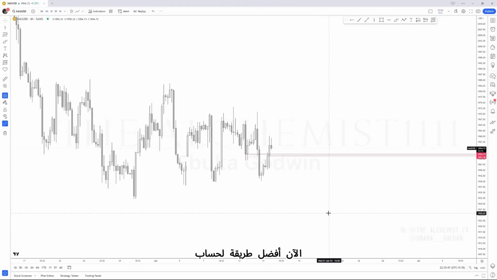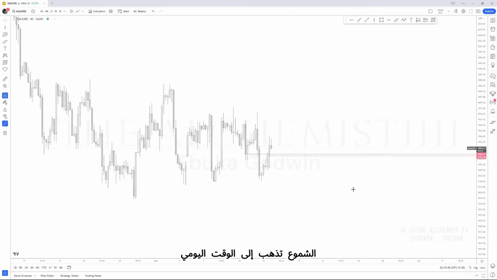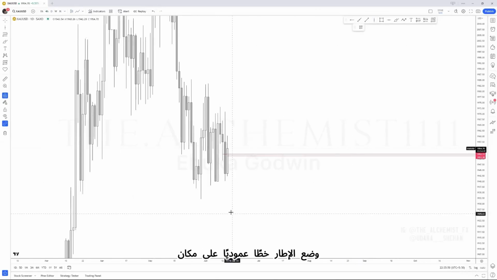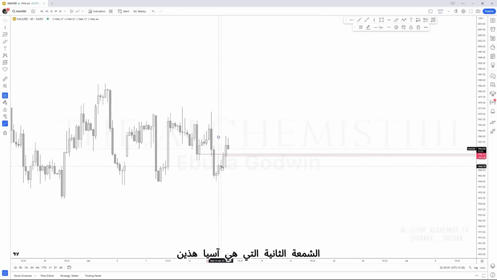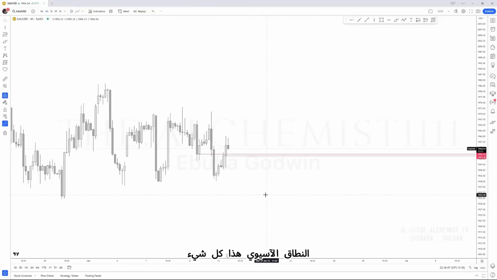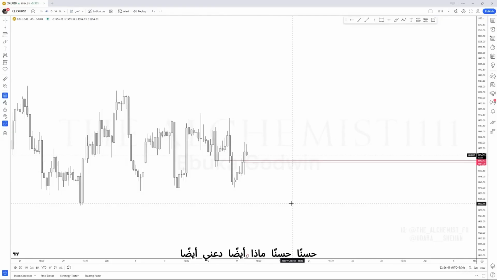Now, the best way for you to count the candles is go to the daily time frame, put a vertical line on where the day started. Then from that point onwards, from that candle which is on the vertical line and the second candle, that is Asia. Those two candles are your Asian range. Very simple. Those two candles will be your Asian range. That's it.